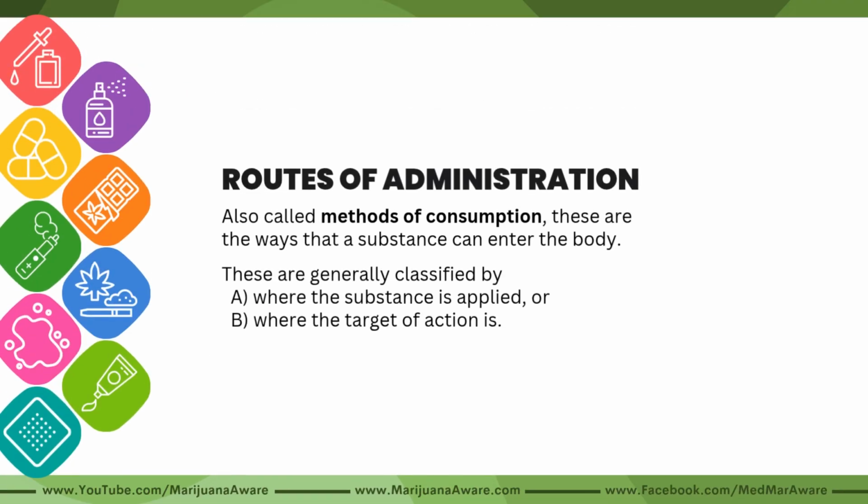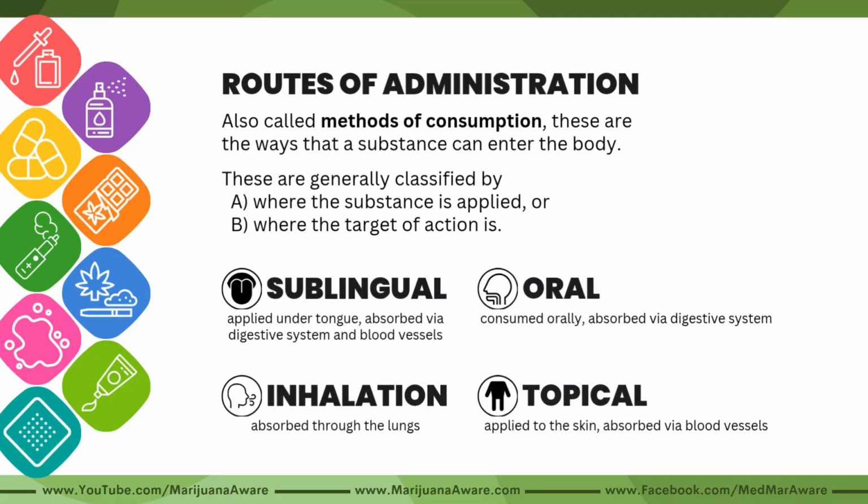So let's talk about routes of administration, sometimes called methods of consumption. This is the way medical cannabis products are consumed, and it's the paths by which substances enter your body. Routes are usually classified by the substance or where the substance is applied, absorbed, or where the target action is. The basic categories for medical marijuana products are sublingual, oral, inhalation, and topical.